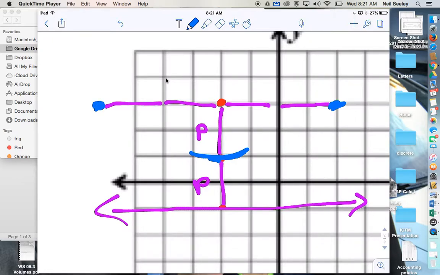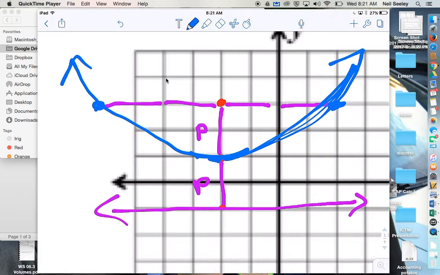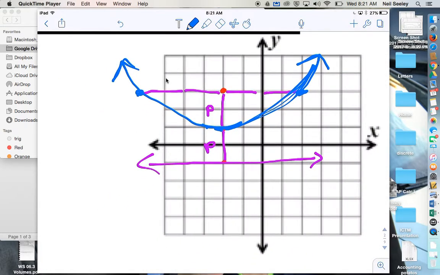2p, p is a distance, remember, of 2 units, to the left and to the right. We know this faces up because p is positive, okay? And it all ends up looking something like this. This is our sketch that we can get just from knowing p and the vertex. That's the sketch of our parabola.